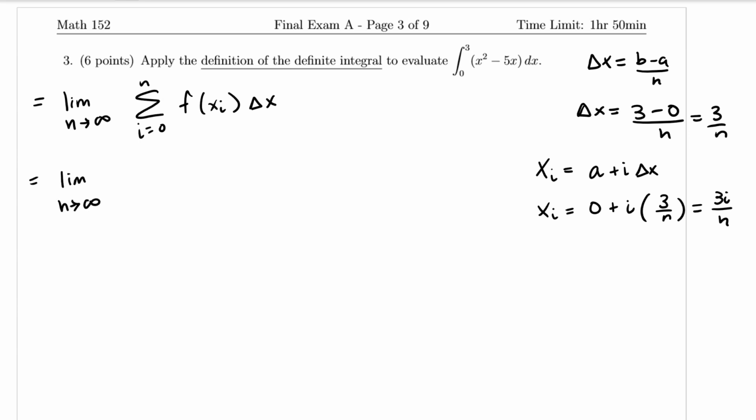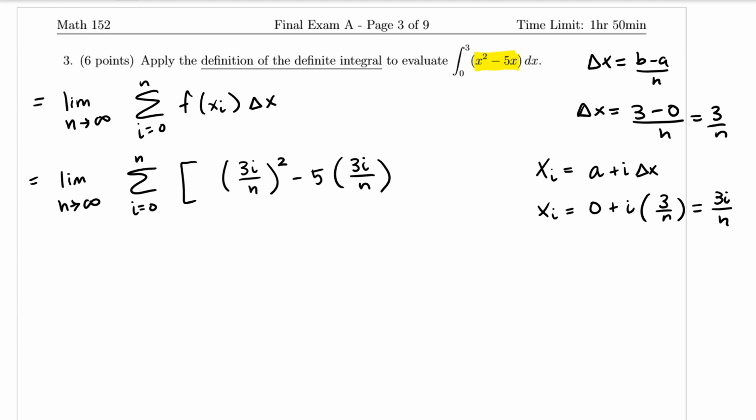So let's go ahead and fill those things in. Now I have the limit as n approaches infinity of my summation from i equals 0 to n of, anywhere I see an x, I'm going to replace it with x sub i in my function. So we're going to have the quantity 3i over n squared minus 5 times 3i over n. And then we're going to multiply by delta x.